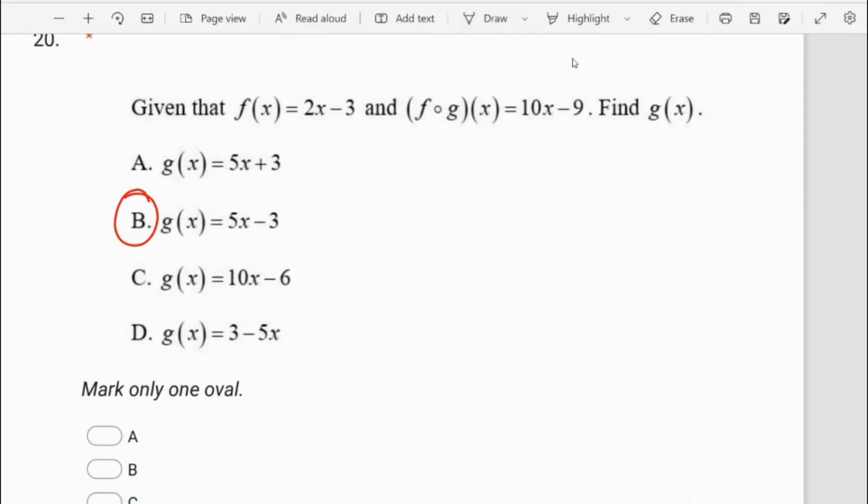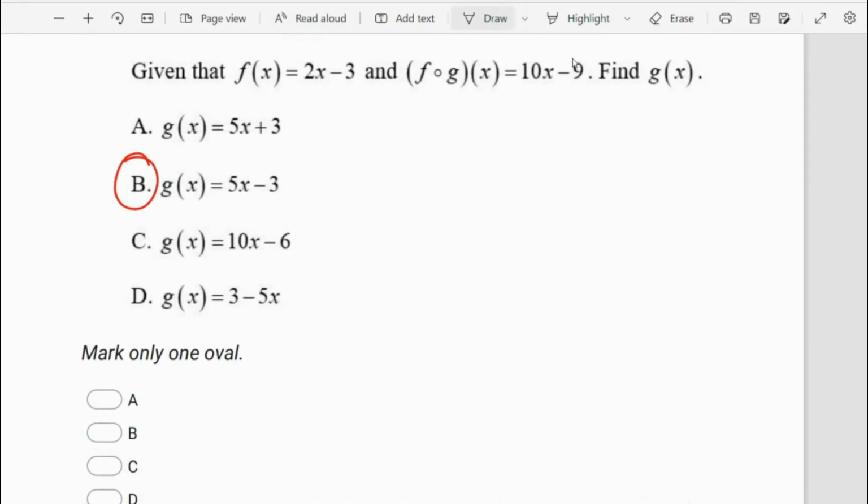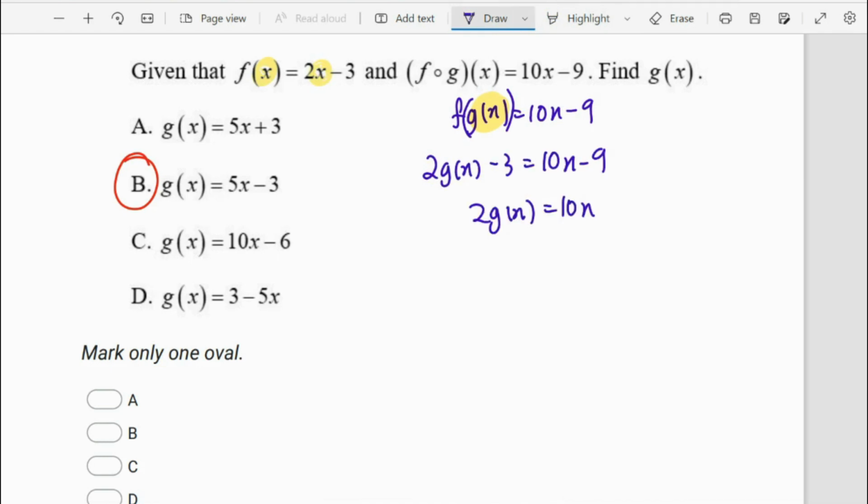Given your f(x) is this, and this is f(g(x)), find g(x). So we are going to find the missing function. First, we substitute g(x). We substitute the whole g(x) into the function, so the place of x will be replaced by g(x). Substitute it in, and it will be 2g(x) minus 3. Then add 3 back, and divide by 2, that's all.